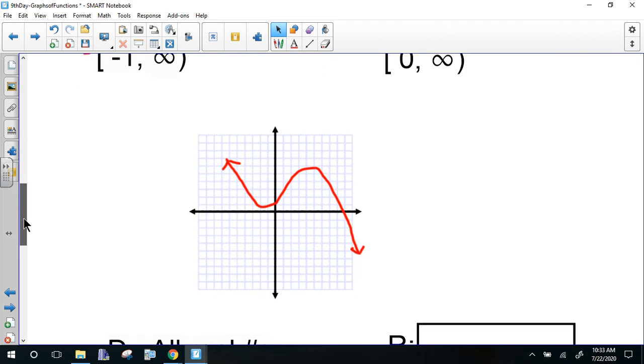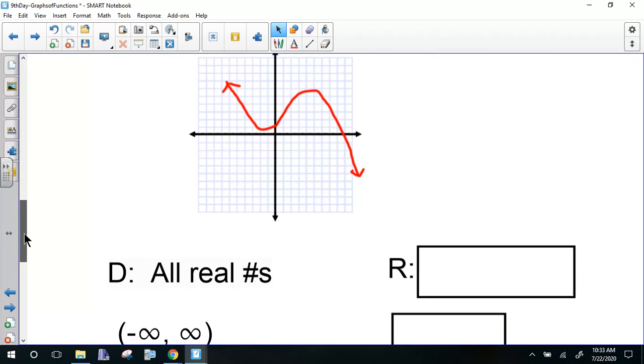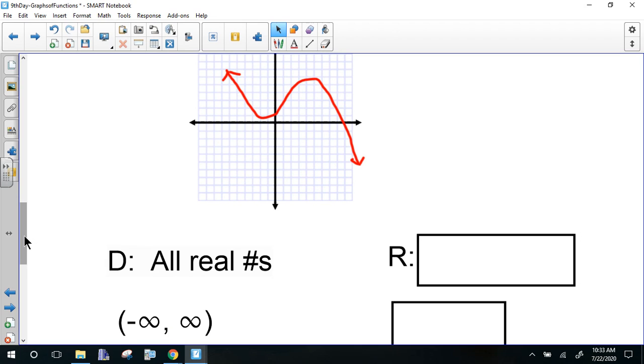All right, let's look at another one. This is a cubic function. And how do we know it's a cubic? How do I know it's a cubic function? It has two terms in it. Cubic is x to the third. If you subtract 1 from the 3, it should have two terms.